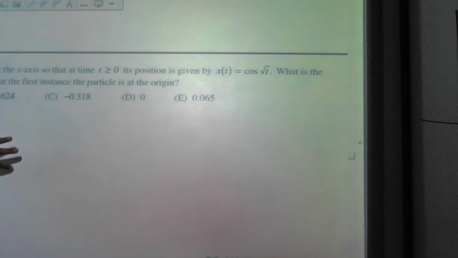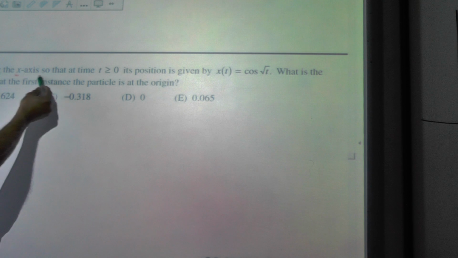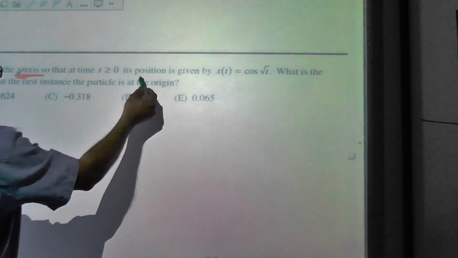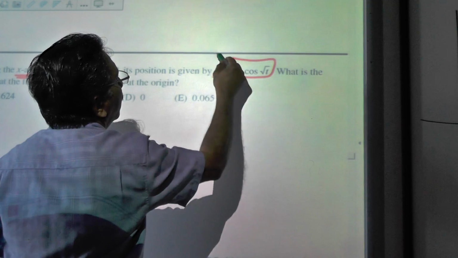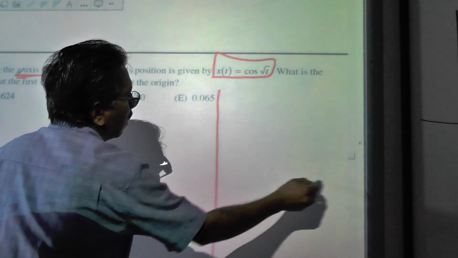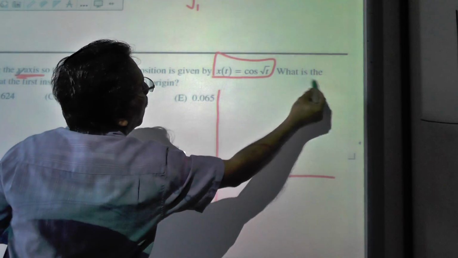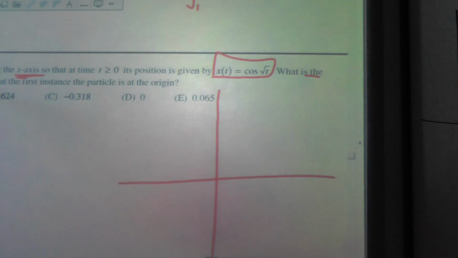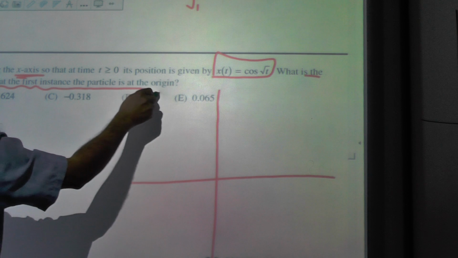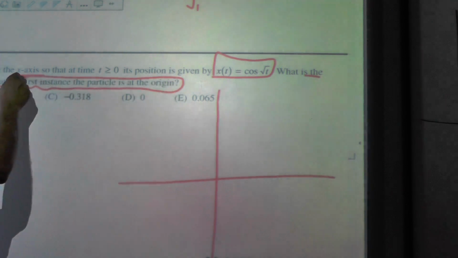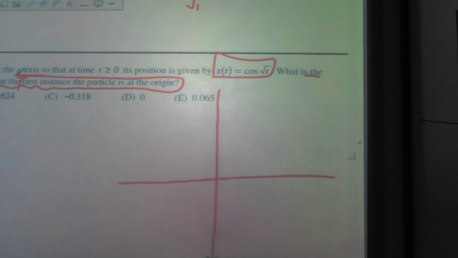A particle moves on the x-axis. What it's telling us, please read the question nicely, is not difficult. You have to use your calculator. The particle moves along the x-axis for t greater than 0, and its position is given by this. On your calculator, in the y1 editor, you need to know the velocity of the particle at the first instant the particle is at the origin.